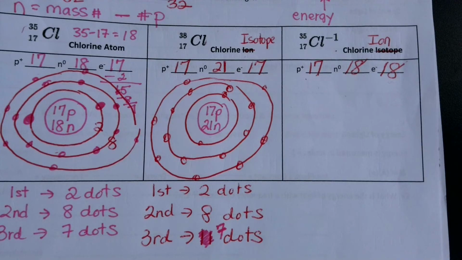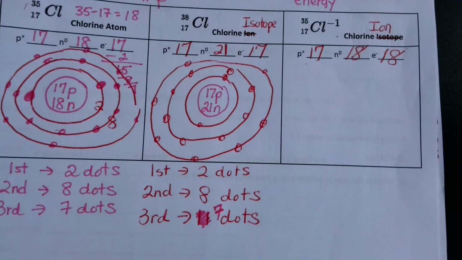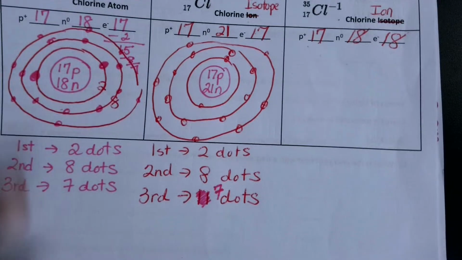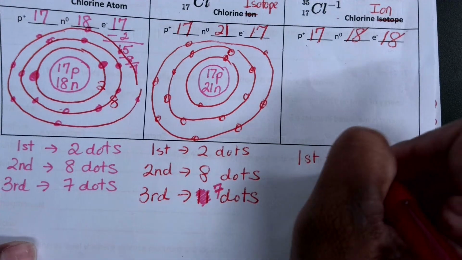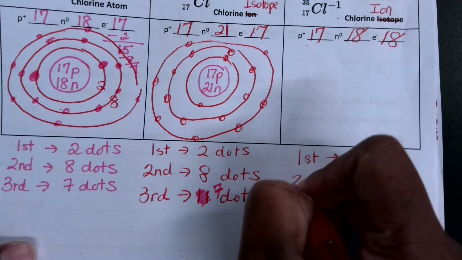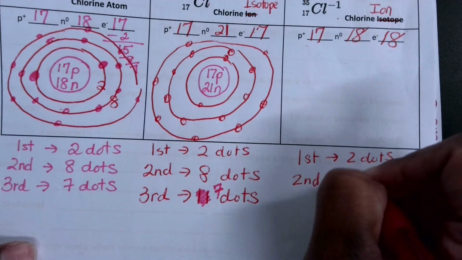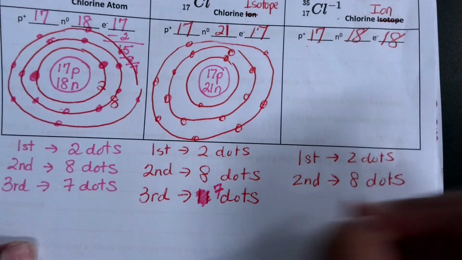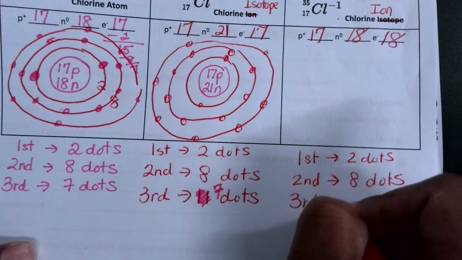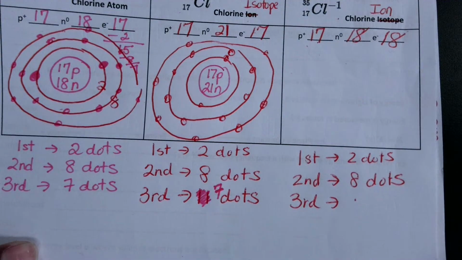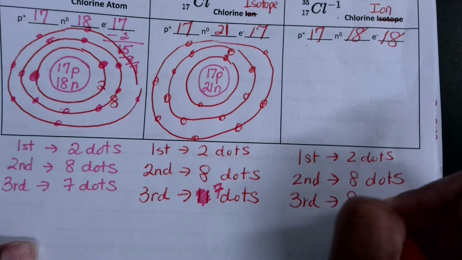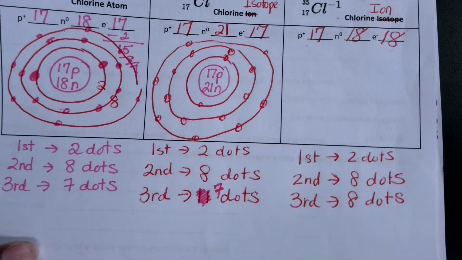So now all we have to do is do the same thing. The first row, you're going to have 2 dots. The second row, you're going to have 8 dots, which represent the electrons. But in the third, instead of 7, we have 1 extra electron. 8 dots. There we go.